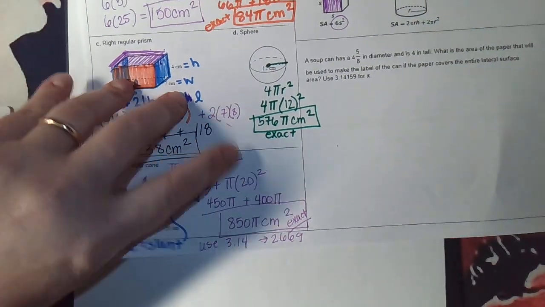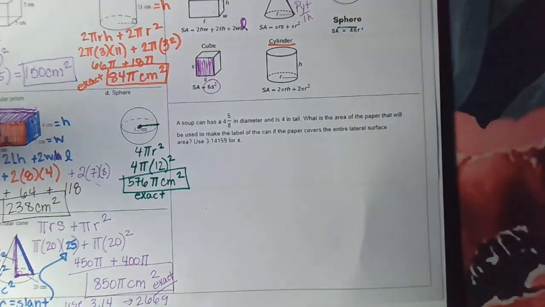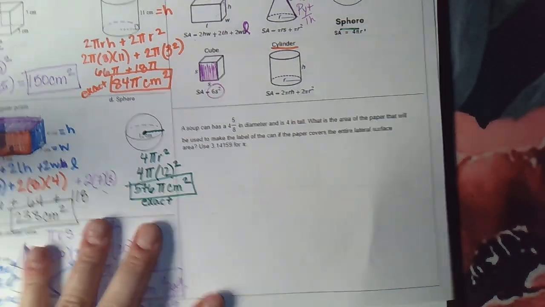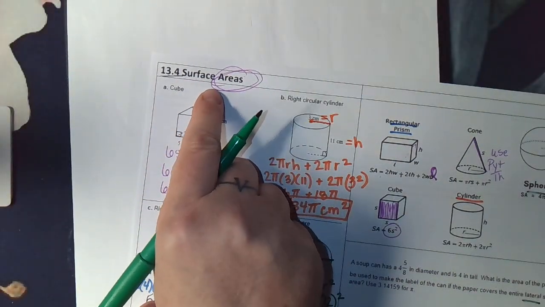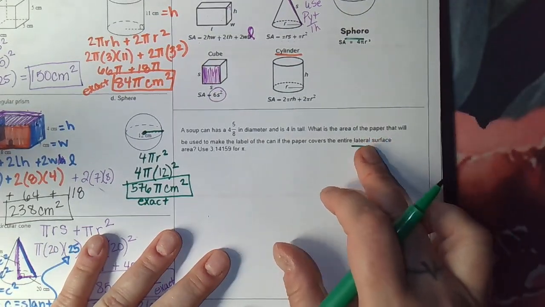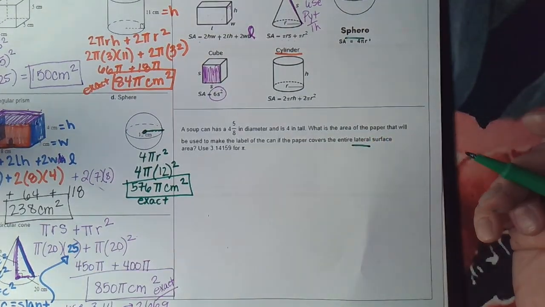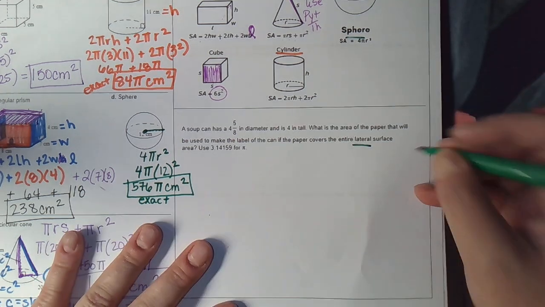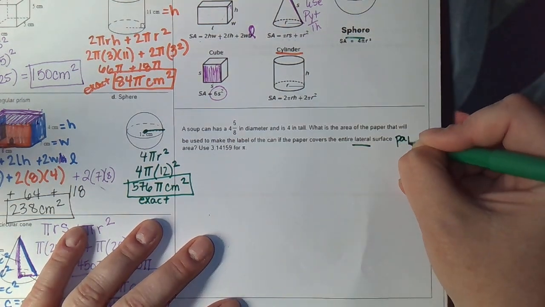Okay, let's look at the next sucker. It says a soup can. What is the area of the paper that will be used to make the label on the can, if the paper covers the entire lateral surface area. Okay, so lateral surface area is different from regular surface area. Lateral surface area means just the part that you're going to see, or just the part that's the paper label.